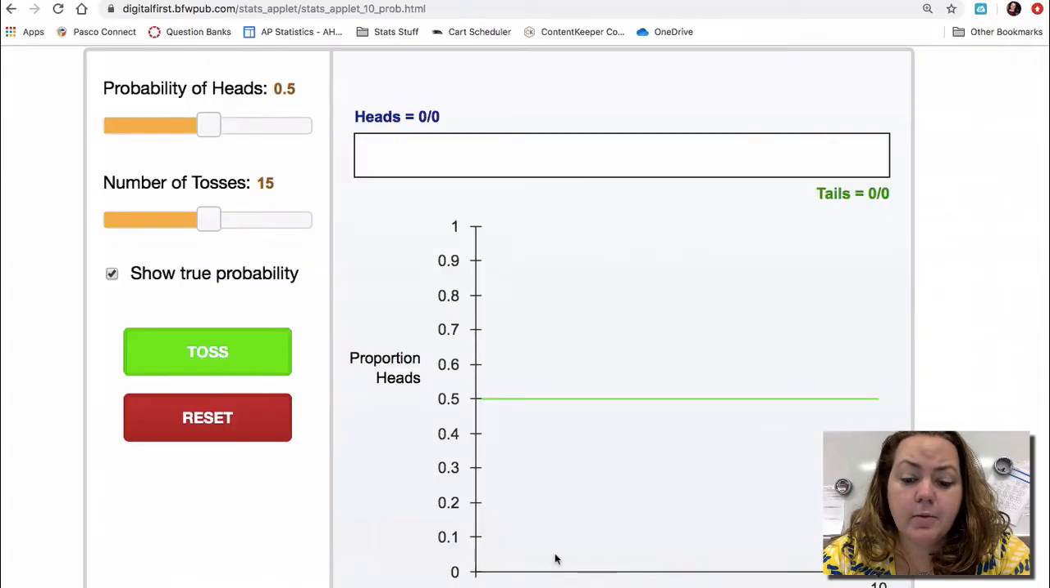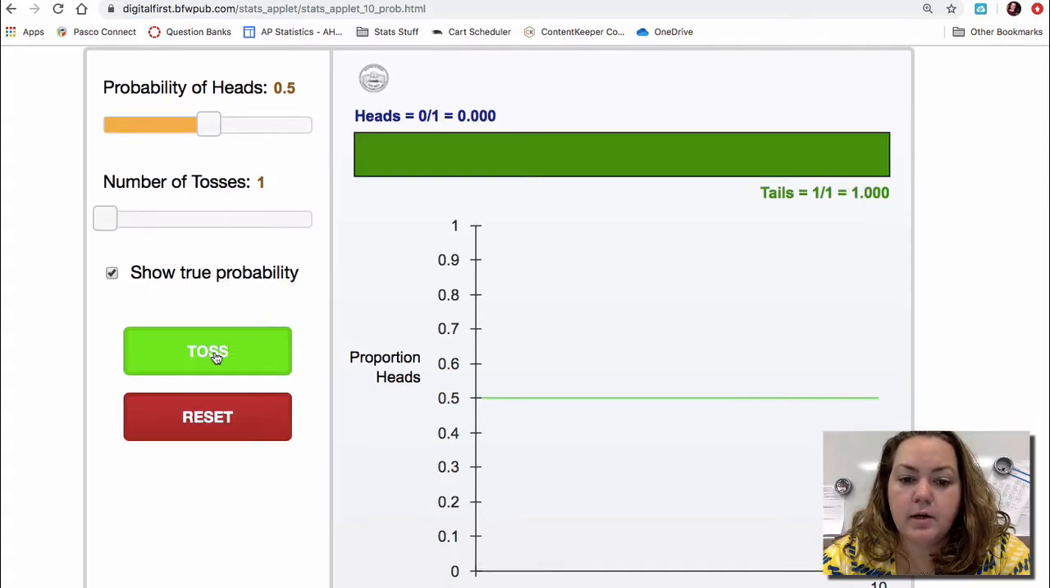All right, so here we are. The probability of getting a heads is 50%. Number of tosses, we're going to start with just one. I'm showing you the true probability at 50%. And so if I toss the coin, I got tails, so my probability is at 0 right now. If I flip again, now I got a head, so I'm at 1 out of 2 were heads.